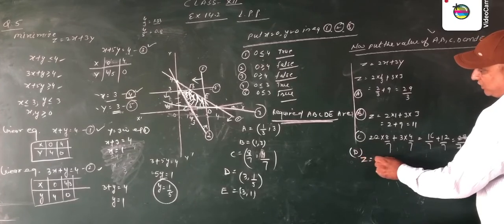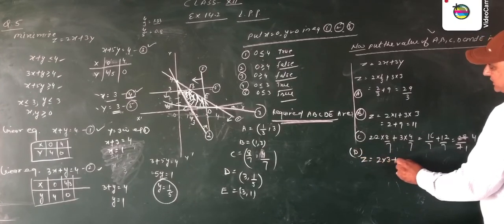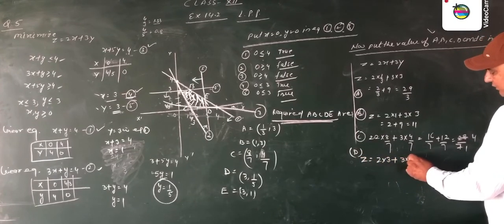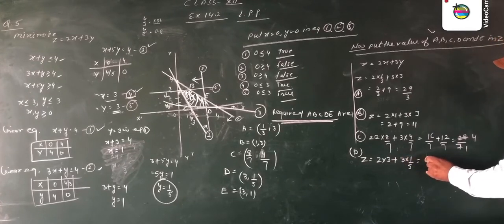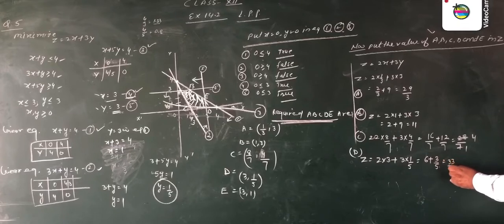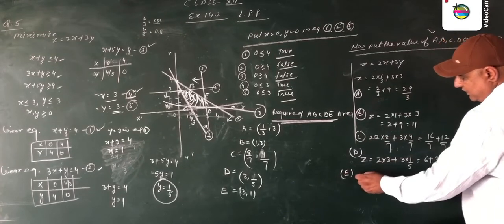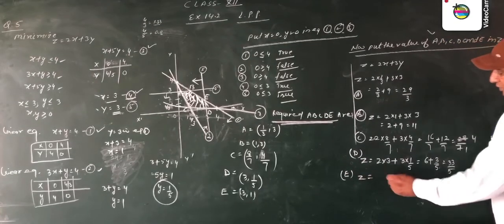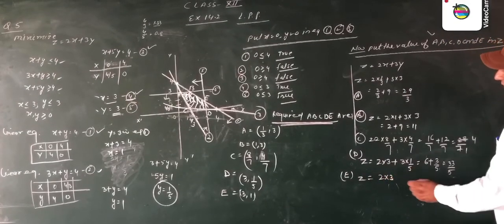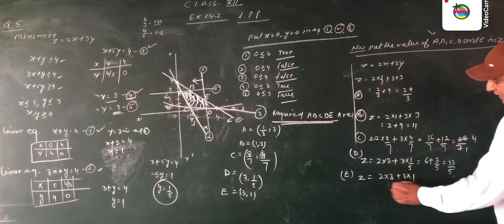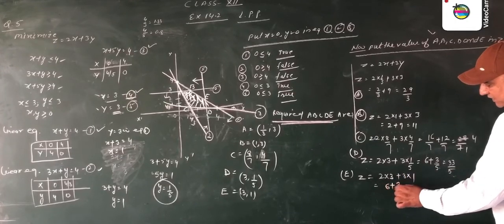Now the D value is (3, 1 by 5). Z is equal to 2 multiply 3 plus 3 multiply 1 by 5. We get 6 plus 3 by 5. This is 33 by 5. And E is the value (3, 1). Z is equal to 2 multiply 3 plus 3 multiply 1. We get 6 plus 3, 9.